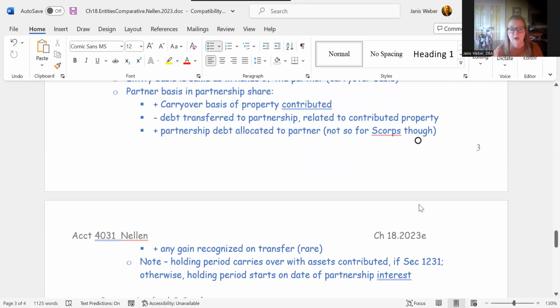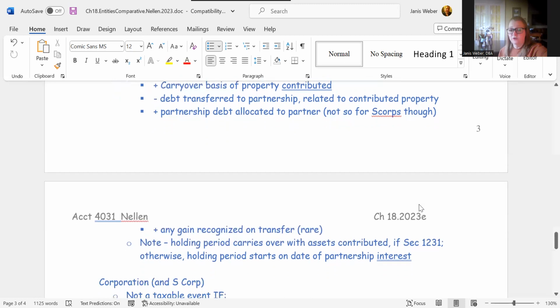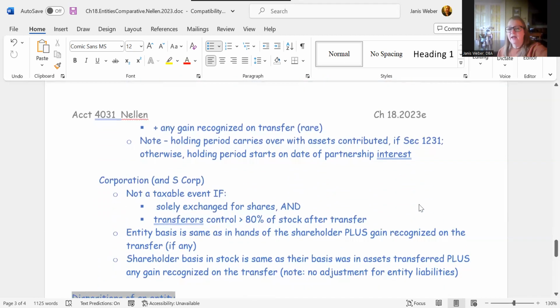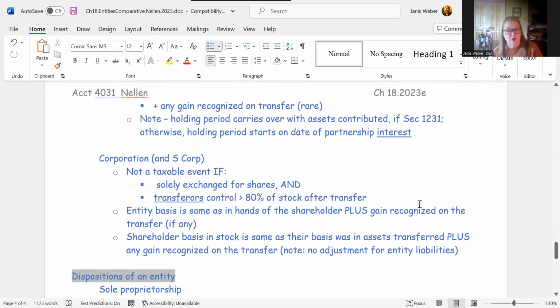So we talked about this a moment ago. If an individual partner is liable for part of the partnership's debt, then they add that to the basis, which is not the case for S corporations. They do not add debt that they are responsible for to their basis. And then if you had any kind of transaction, which is rare, that was taxable on transfer into the partnership, then any gain that you recognized or service revenue would increase your basis.